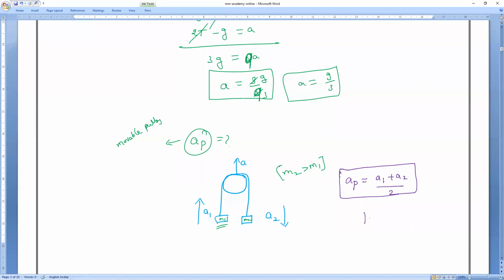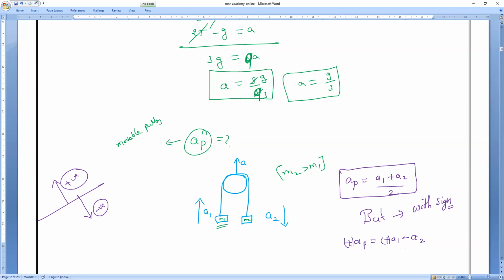But the problem is here, you must consider the sign convention. For example, if the surface is going up, positive. Coming down, you should take it as negative. Now, the pulley is showing upward, so positive. A1 going up is positive. Next, this one is minus, because A2 is going down, so minus A2 divided by 2. So AP, if it is going up, we'll get A1 minus A2 by 2.